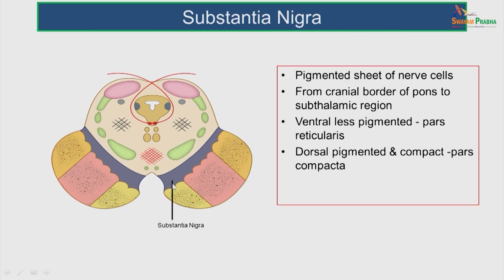The pars reticularis is the one which receives the information, and it is rich in iron. Whereas the posterior part, the dorsal pigmented and very compactly arranged part, is called the pars compacta. Here the dopamine is mainly secreted, and it is made up of medium-sized and small multipolar neurons. The sole output is from this pars compacta. So, this is the substantia nigra.